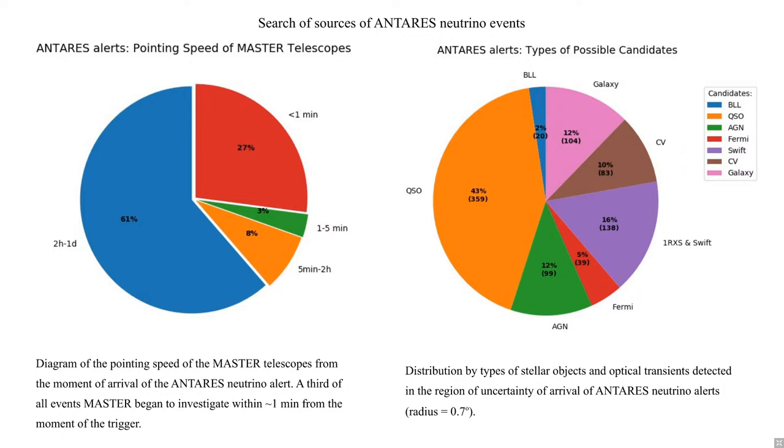The graph on the right is an illustration of the distribution of objects that are located in the error field of neutrino events Antares, radius 0.7 degrees. The large number of quasars and AGNs in the diagram is due to the fact that some alerts, about a dozen, come from regions containing up to a dozen or more quasars in the search area with a radius of 0.7 degrees.